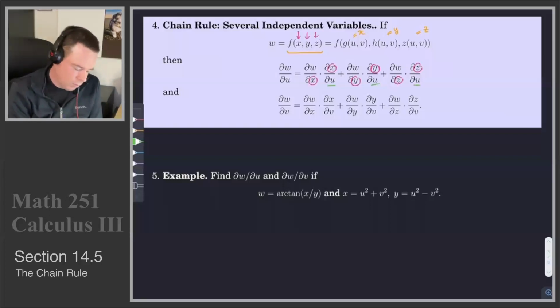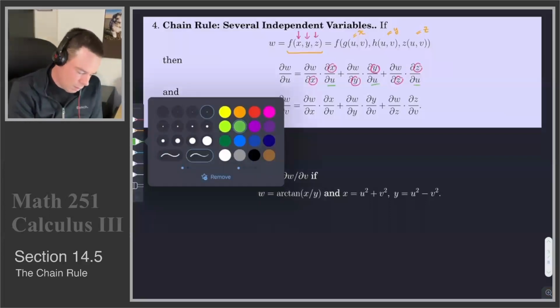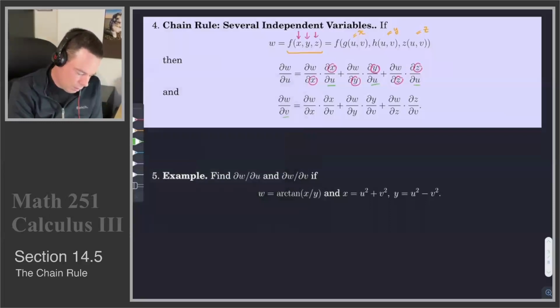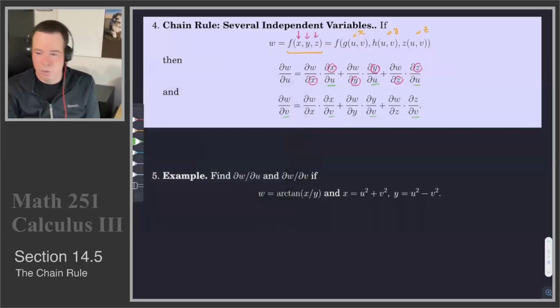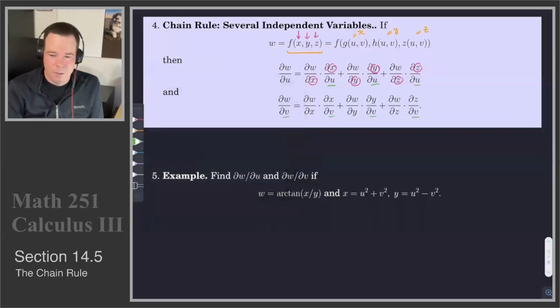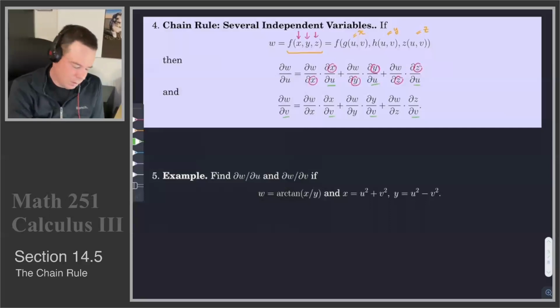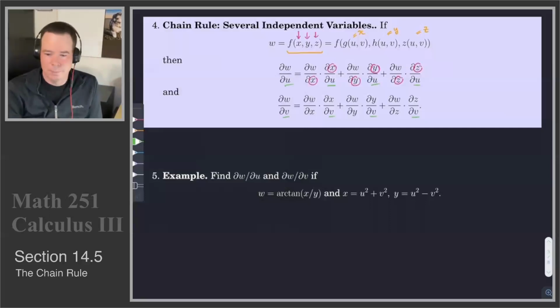And similarly for the v's. The only difference there is if v is my variable of differentiation, then the only update is those things I underlined. In the first line they're u's, in the second line they're v's. I'll underline the first one as well.